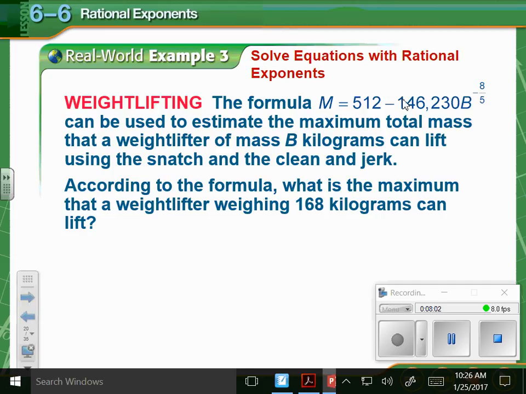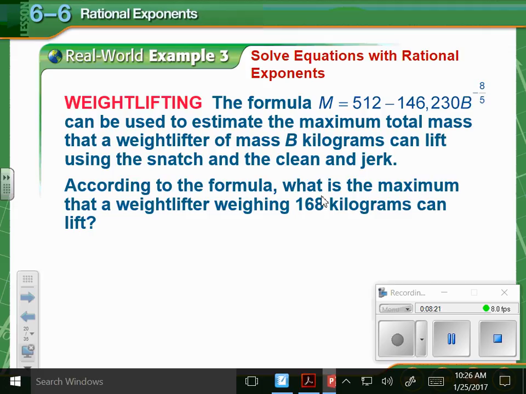So if this is our formula to estimate the total mass that they think a weightlifter can lift during a snatch and clean and jerk, according to the formula, what is the maximum that a weightlifter weighing 168 kilos can lift?